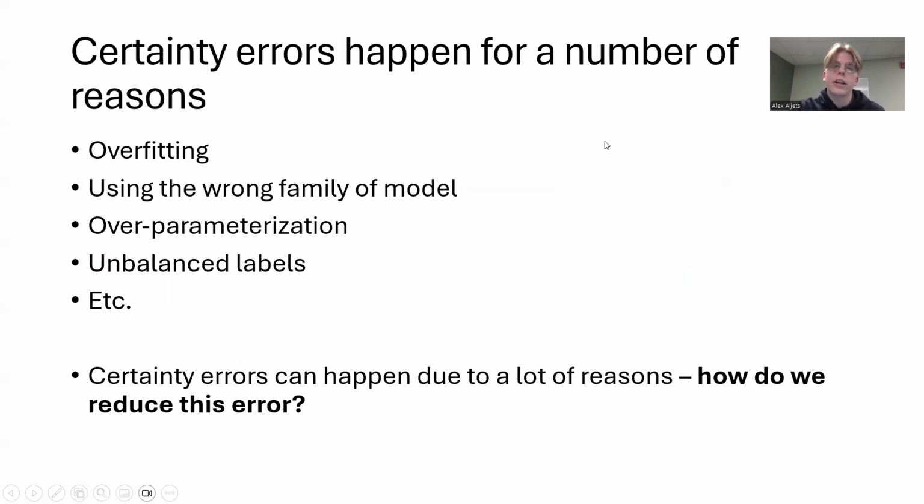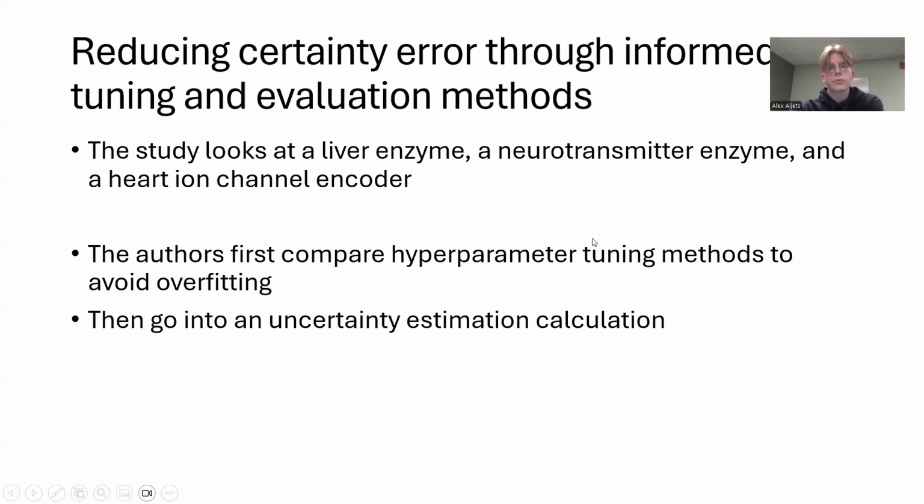So these certainty errors can happen for a lot of reasons, but what the paper is really worried about is how can we reduce this error instead of how can we address this error from the root cause of the models. So it looks at a couple different enzymes throughout the body, and they're first going to look at hyperparameter tuning methods to try and avoid overfitting, and then they're going to go into uncertainty estimation calculation to make sure we can trust that final number that it spits out.